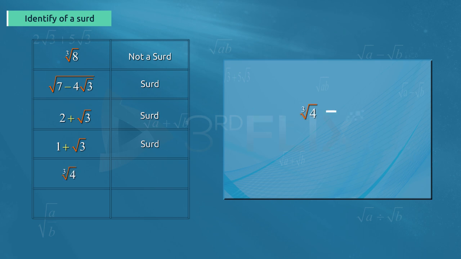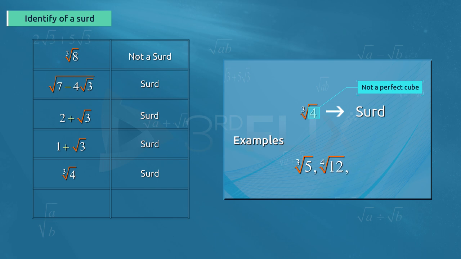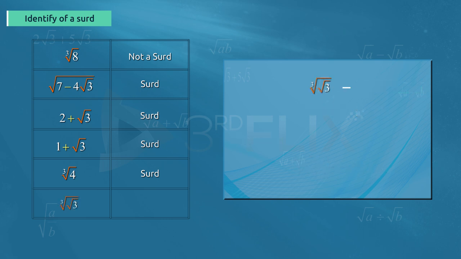Cube root of 4 is a surd as the radicand is a rational number. Example, cube root of 5, fourth root of 12, fifth root of 7, and so on. Cube root of root 3 is a surd as cube root of root 3 equals 3 power 1 by 2 power 1 by 3 equals 3 power 1 by 6 equals 6th root of 3. Example, cube root of 3, fourth root of fifth root of 6, and so on.